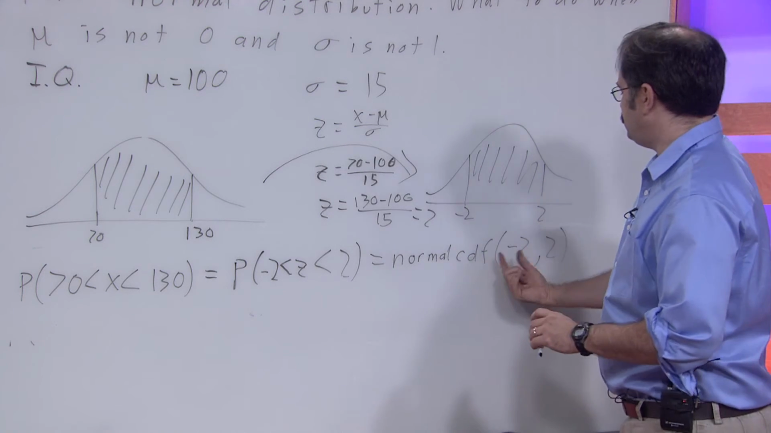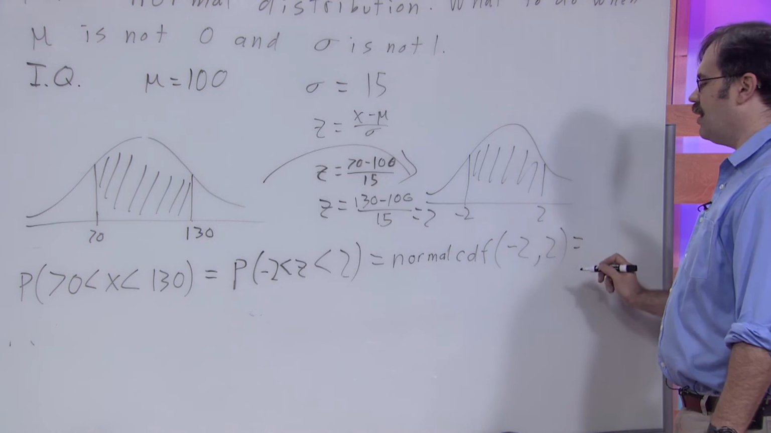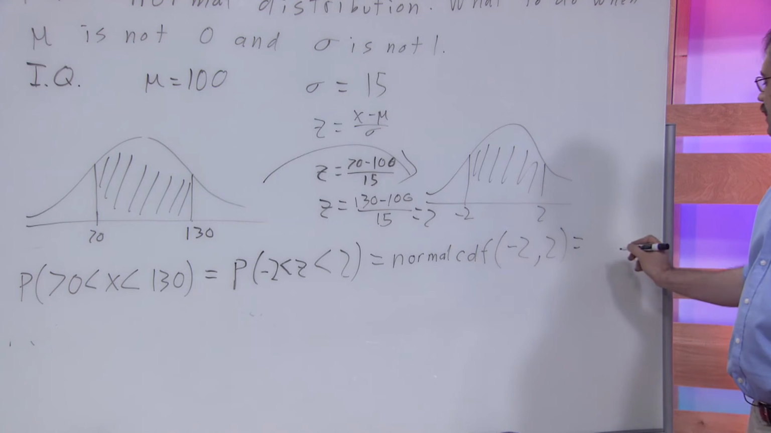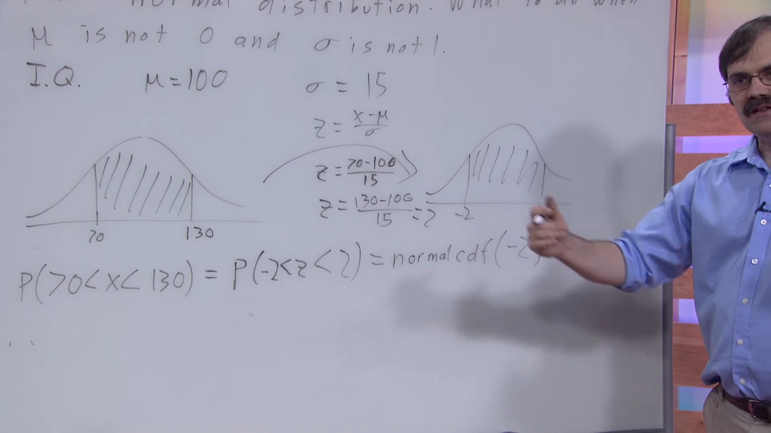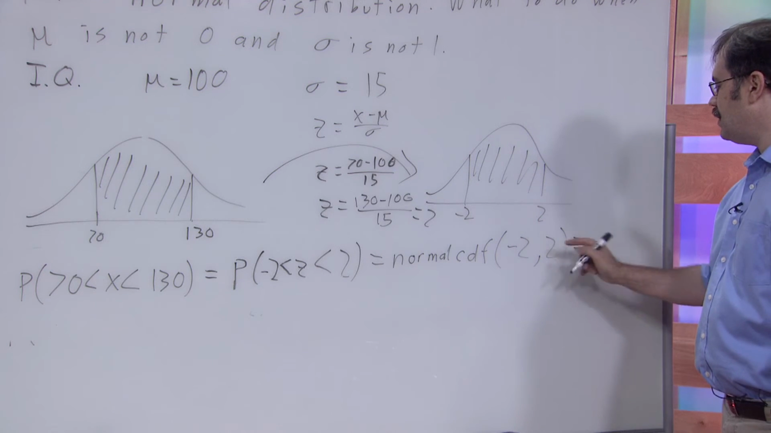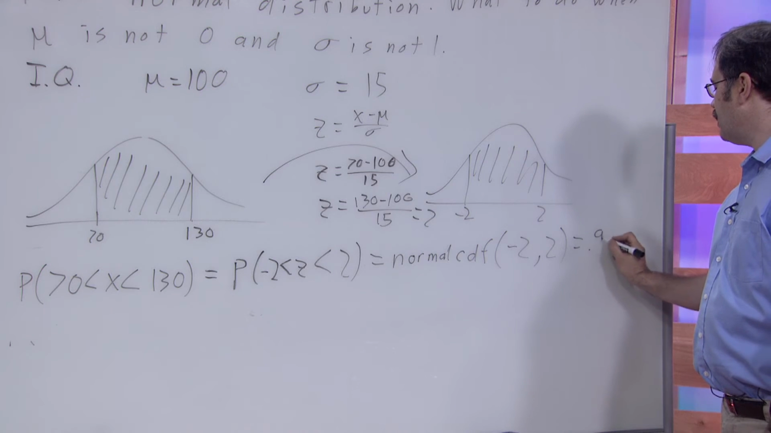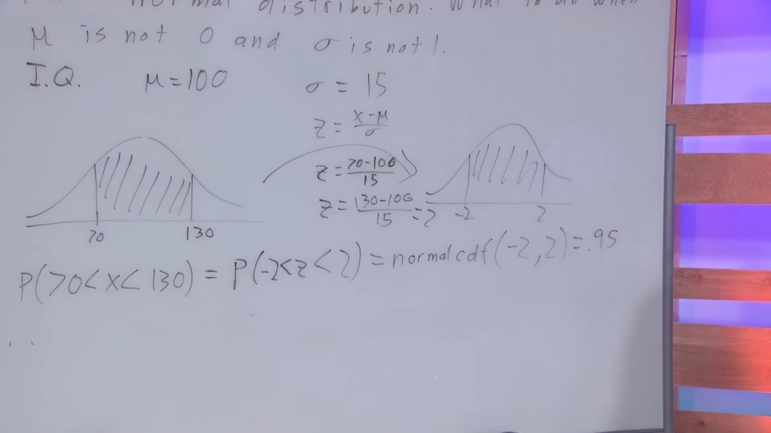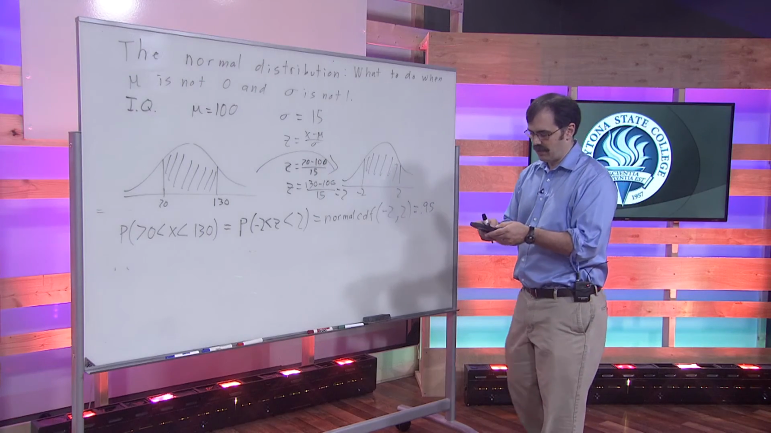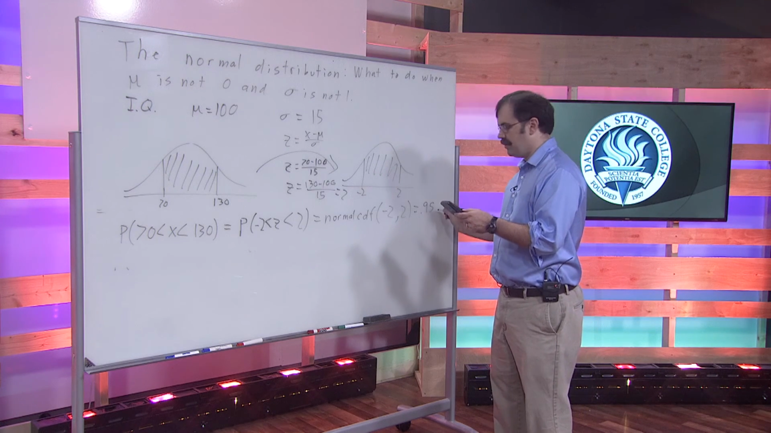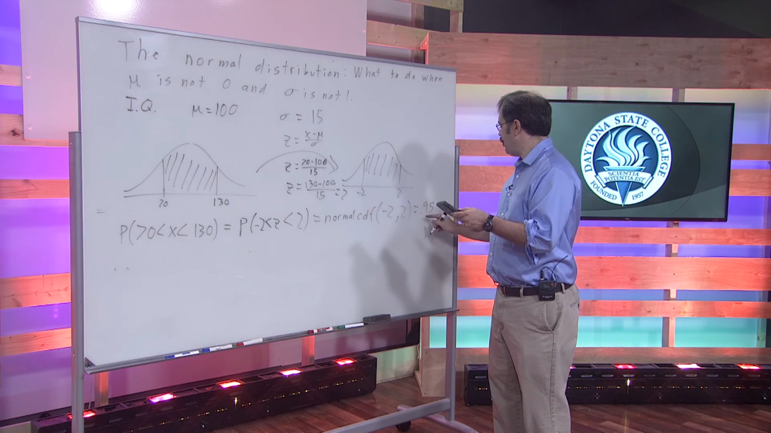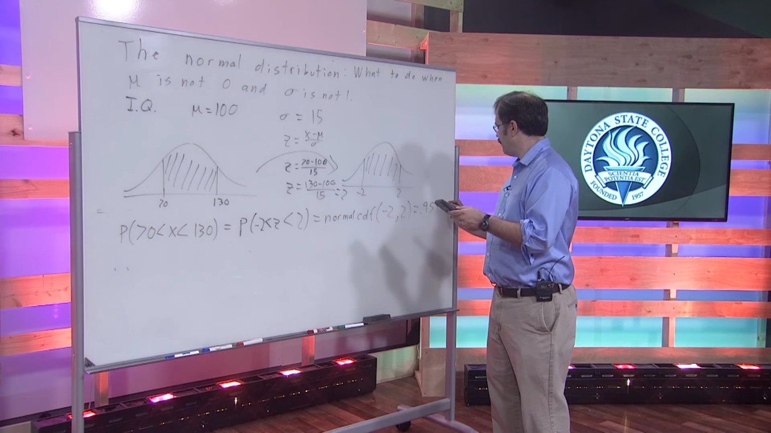And this one, when you plug that in, you may actually remember that's 2 standard deviations from the mean, which means it's going to be 0.95, but let's put a couple more decimal places of accuracy in there. Normal CDF, -2, 2 is 0.9545.